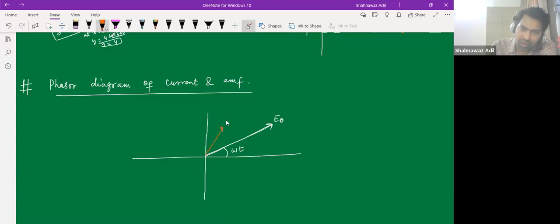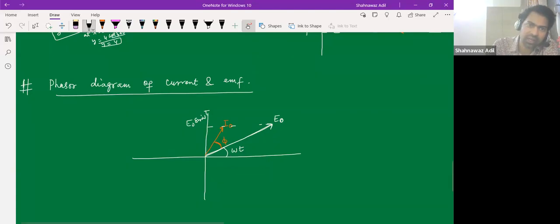So this is I naught, okay? And let's say that this angle is phi. So how much would be the total angle? I naught sine omega t? No. I naught sine omega t. That is, you are nearly there. So this would be E naught sine omega t, right? E naught. Okay. So this would be E naught sine omega t.